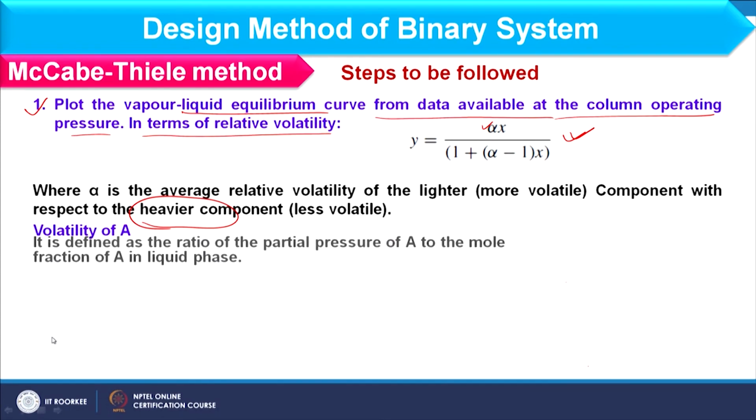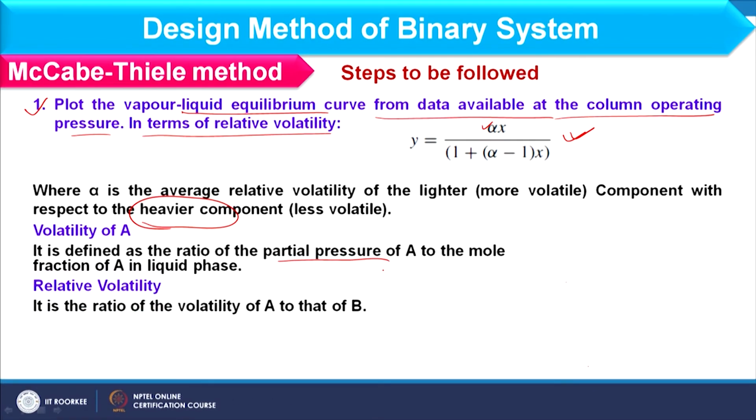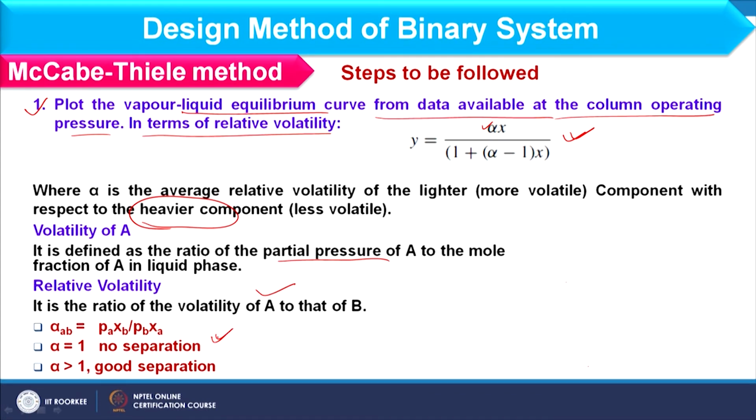Okay. So, volatility of A is defined as the ratio of partial pressure of A to the mole fraction of A in the liquid phase, and relative volatility is the ratio of volatility of A to that of B. Okay. So, you can consider these equations. When alpha is equal to 1, it means no separation occurs, and when alpha is greater than 1, we consider that as a good separation condition. So, these are some nomenclature which we consider in the McCabe-Thiele method or distillation column designing.